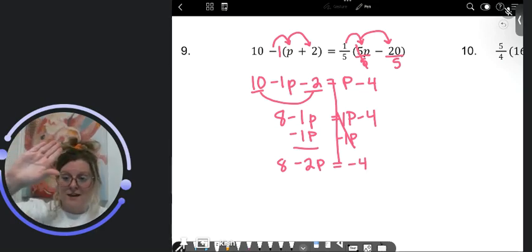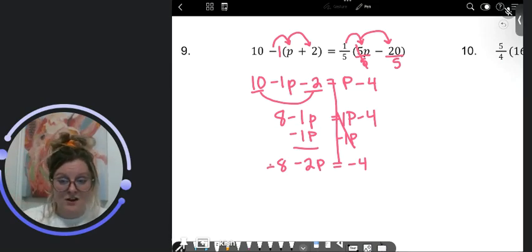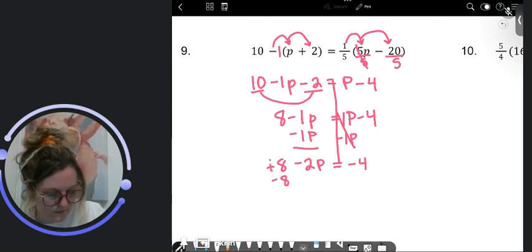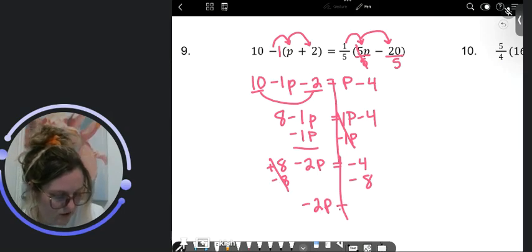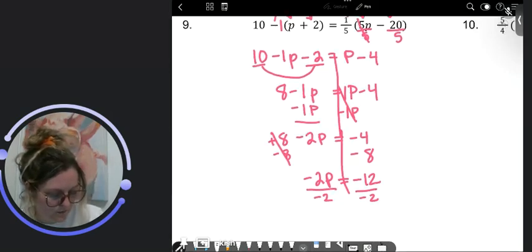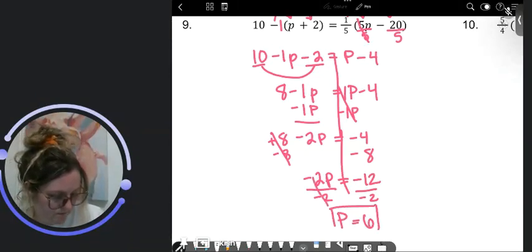I want to move the 8 to the other side. Right now, technically, it is positive because there's not anything in front. So I am going to subtract 8, subtract 8. -2P comes down. -4 minus 8 more is -12. Divide is my last step by -2. So my P value is equal to 6.